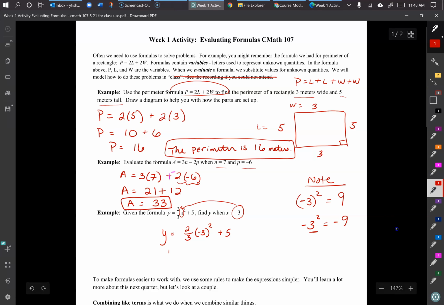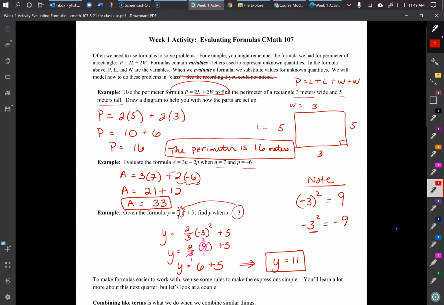And so when I go ahead and do this, I want to make sure I do my exponent part first. So that's 2/3 times 9 plus 5. Then I can simplify before I multiply. 3 into 3 is 1, 3 into 9 is 3. And then I end up with y equals 6 plus 5, which equals 11. Again, there's really no units or context, so I'm just going to leave it as that.